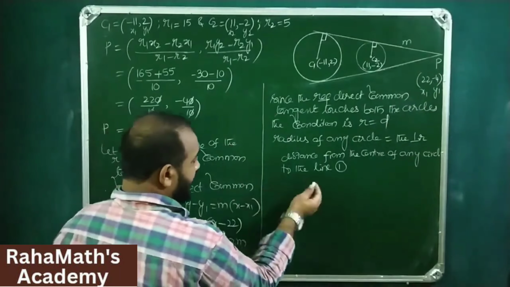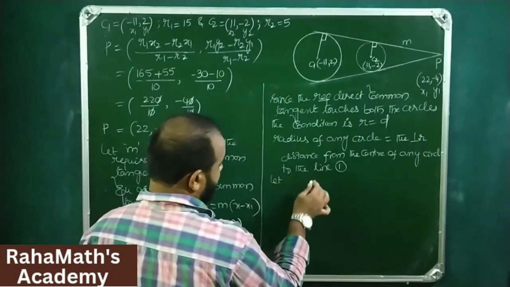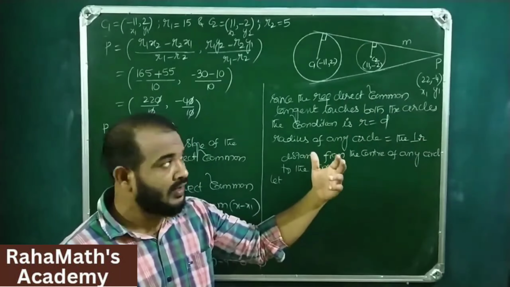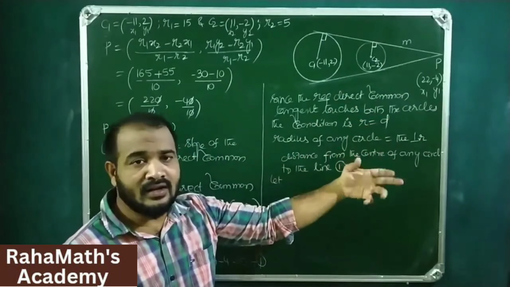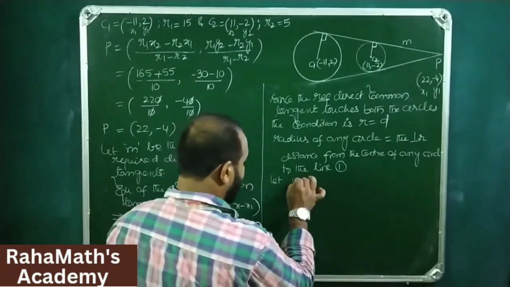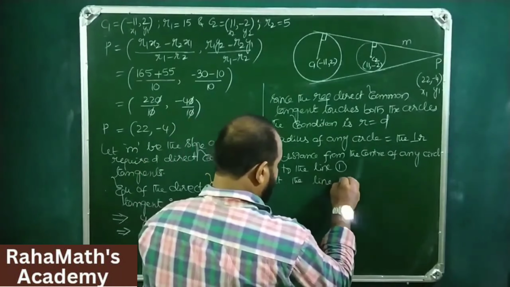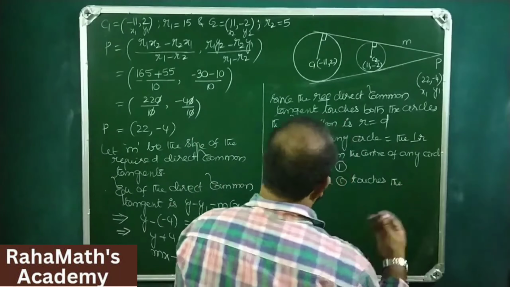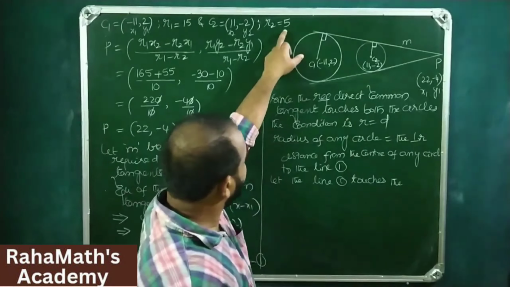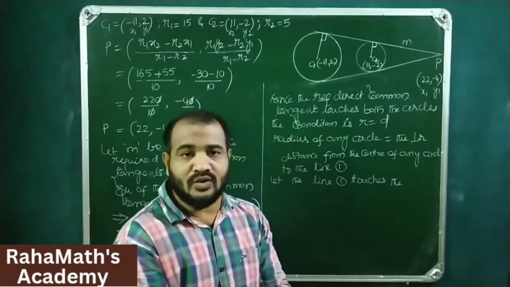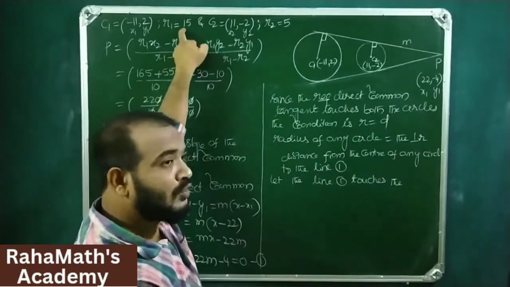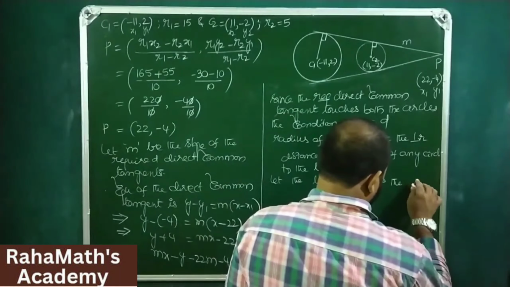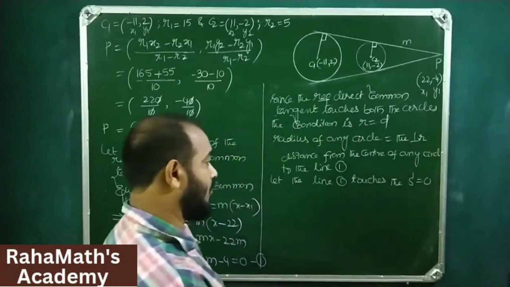Okay. So, because this line touches both the circles, any circle can be taken into account. So let the line l touch the second circle. Why have I opted for the second circle? Because the radius is 5, so the numerical calculation is going to be easier compared to 15. So let the line l touch the second circle, S' equals 0.